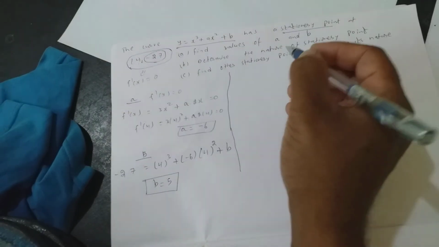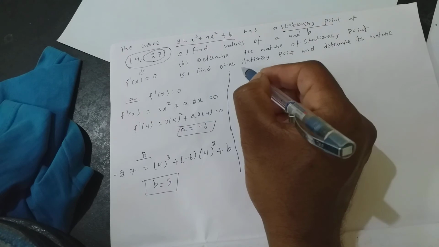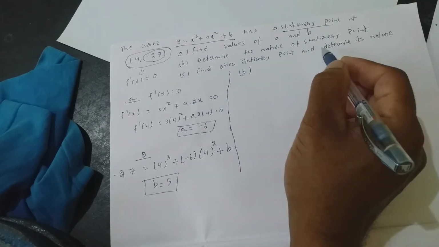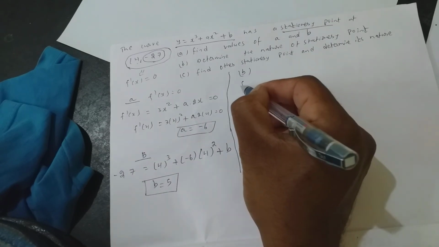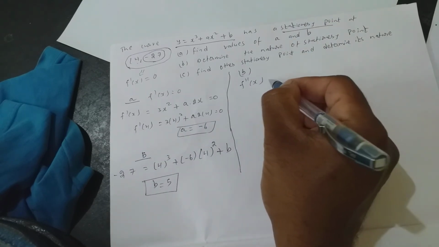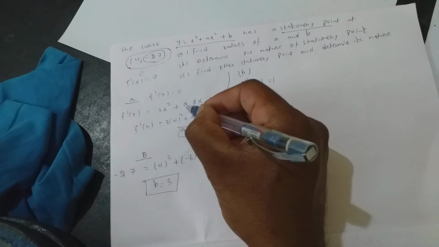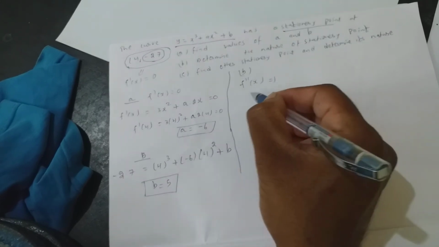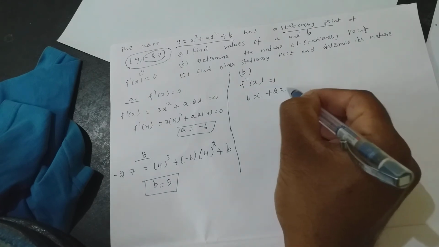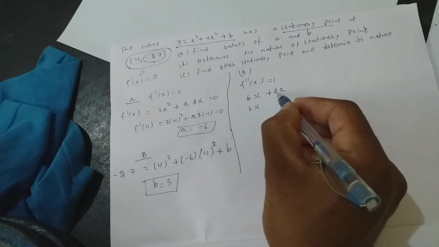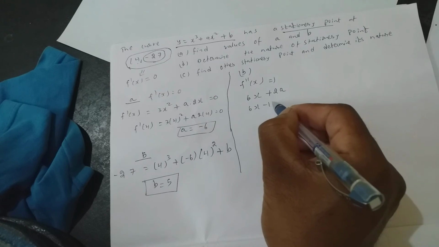Now we finished a and b. Now for the b bit. Determine the nature of stationary point. To determine the nature, I need f double dash x. How do I get f double dash x? If I differentiate this one more time, then I get that will become 6x plus 2a, which is nothing but 6x. In place of a, you put minus 6, I get minus 12.